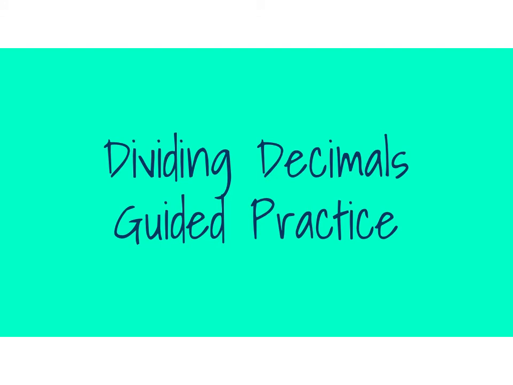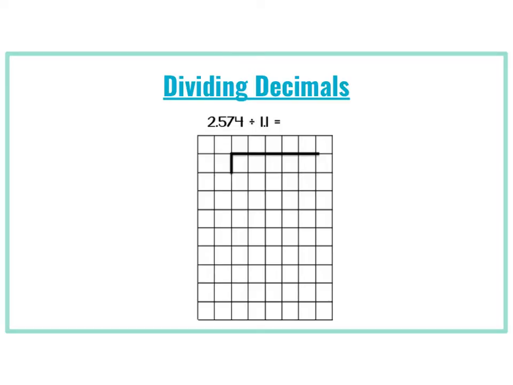Let's try some guided practice problems together. In my first example, I see that my division problem is written horizontally. So I need to rewrite the problem into long division form. The first number, 2 and 574 thousandths, will be my dividend inside the house.